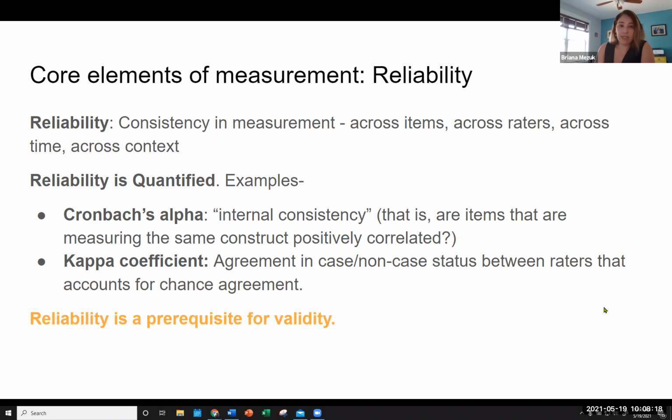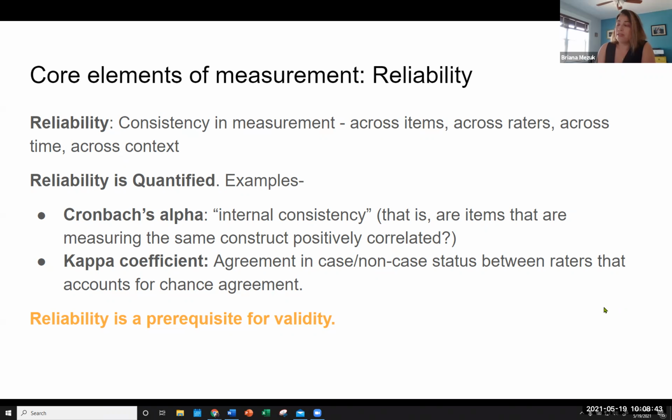And then across context. And by context, I mean a very broad term. So whether this is international, US context, across language, for example, across gender, or across race or ethnicity or immigration status, things like that are of particular interest here. Now, reliability is quantified. So again, I mentioned Cronbach's alpha.